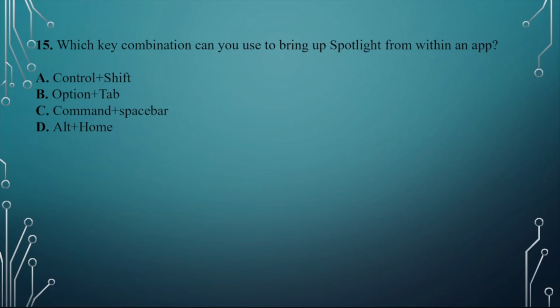Question number 15. Which key combination can you use to bring up Spotlight from within an app? A. Control plus Shift. B. Option plus Tab. C. Command plus Spacebar. D. Alt plus Home. So what combination of keys can you use to bring up Spotlight?